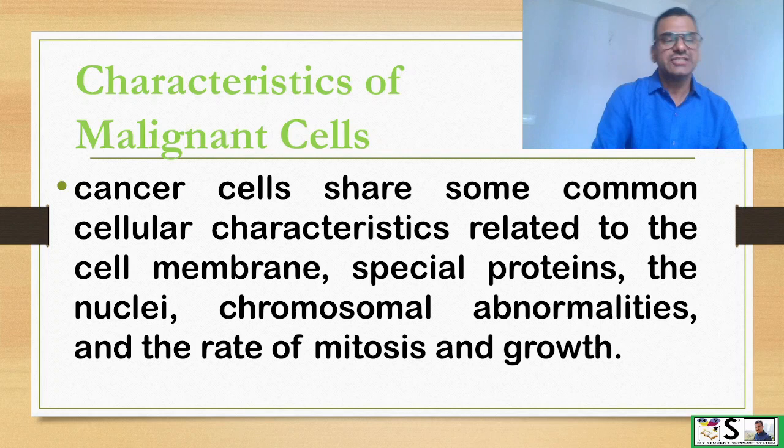What are the characteristics of malignant cells? Actually, cancer cells share some common cellular characteristics related to the cell membrane, special proteins on the cell membrane, the nuclei, chromosomal abnormalities, and the rate of mitosis and growth.